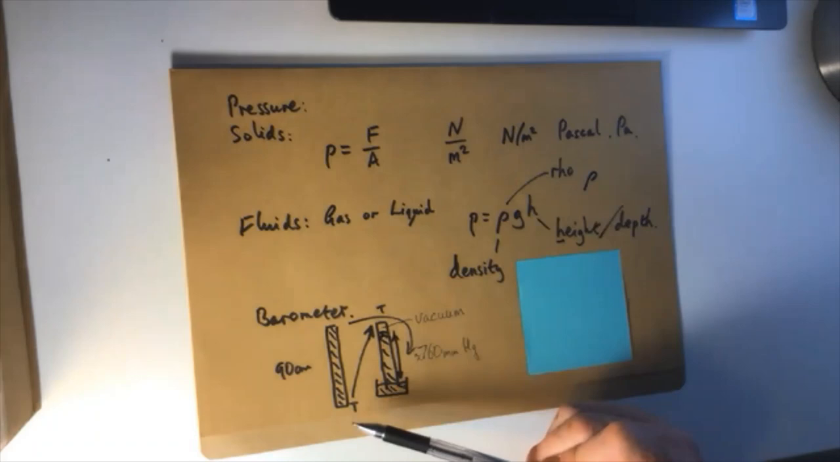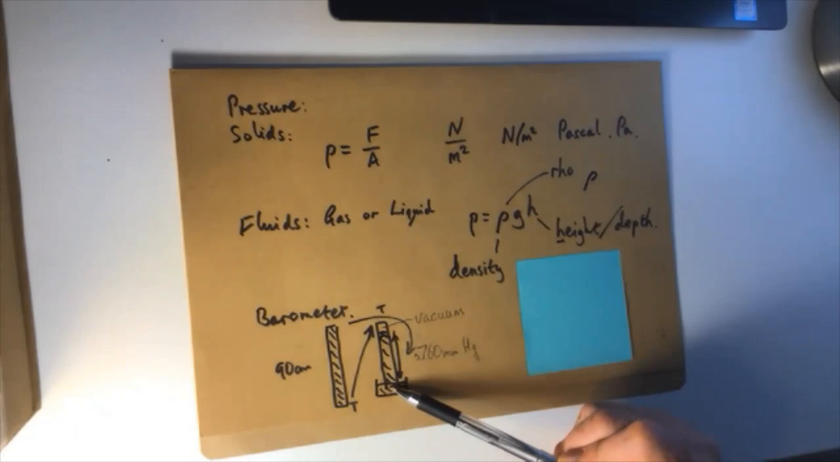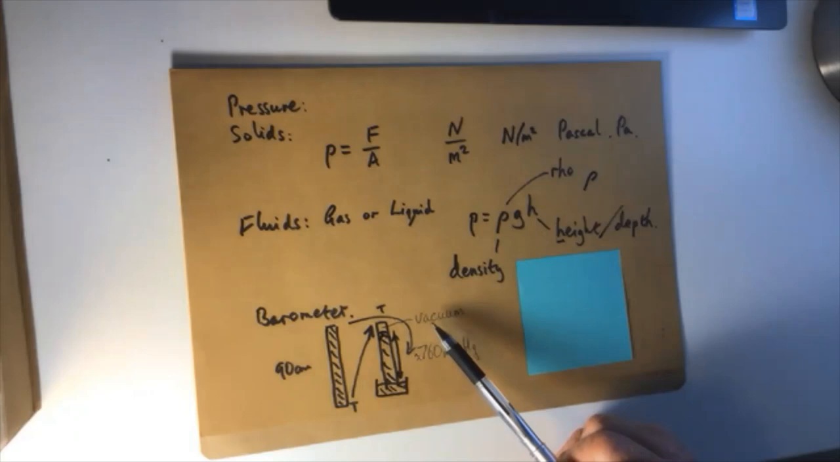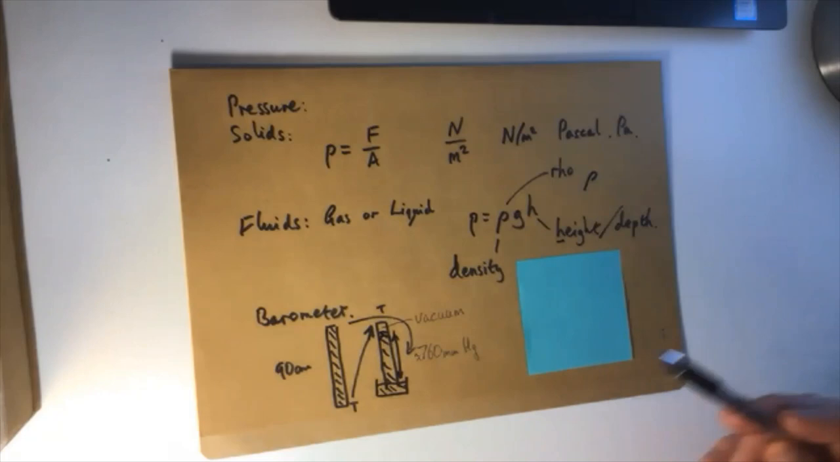and there are thousands of pictures of this. Take the mercury, turn it upside down, rest it into a little tray of mercury, and there it is. This is called a Torricellian vacuum, named after the geezer who first came up with this idea, which was quite a while ago. Good bit of history.